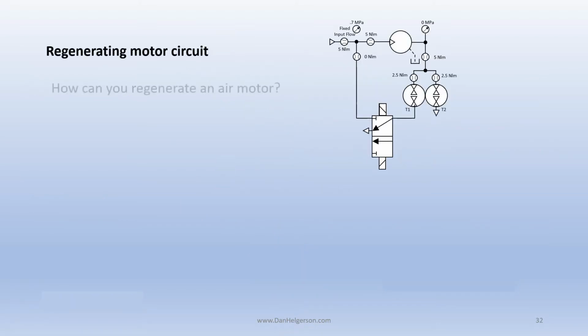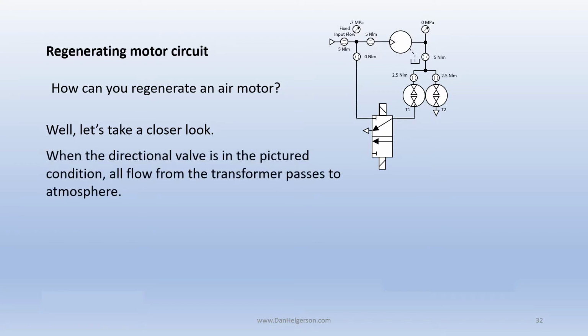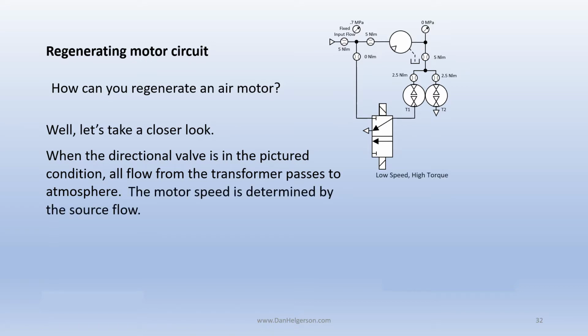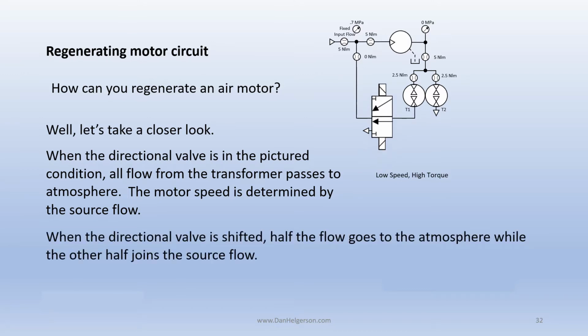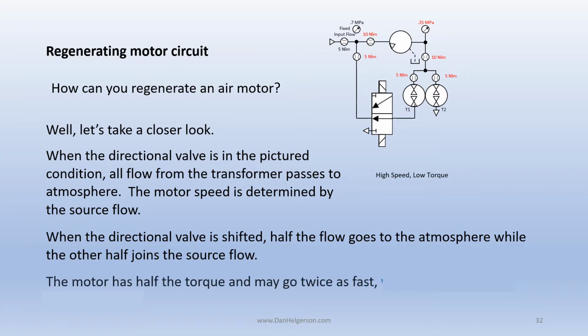Regenerating motor circuit. How can you regenerate an air motor? Well, let's take a closer look. When the directional valve is in the pictured condition, all flow from the transformer passes to atmosphere. The motor speed is determined by the source flow. When the directional valve is shifted, half the flow goes to the atmosphere while the other half joins the source flow. The motor has half the torque and may go twice as fast without changing the source flow.